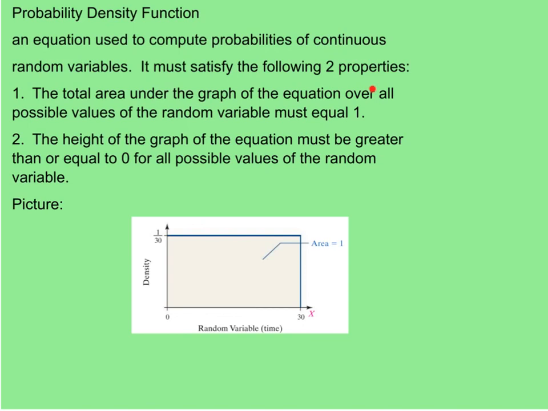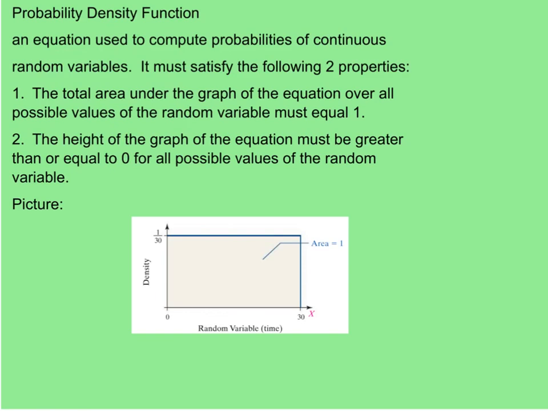And it must satisfy two properties. The total area under the graph over all possible values of the random variable has to equal 1, and that's because we're talking about probabilities here, right? The sum of the probabilities of every outcome has to be 1 for it to be a probability distribution. So with a continuous random variable, where we're looking at a graph, the area under the graph has to be 1. The height of the graph of the equation must be greater than or equal to 0 for all possible values of the random variable. You can't have negative probabilities, so my graph cannot go below the x-axis. All right, so that's the setup for this visual.